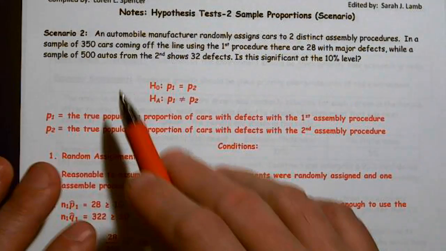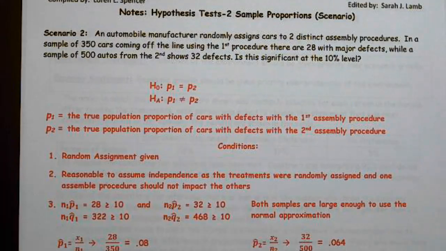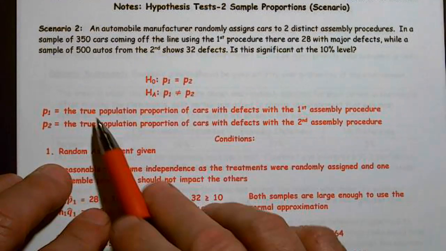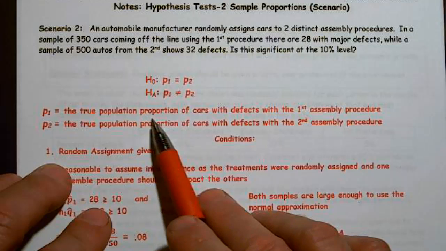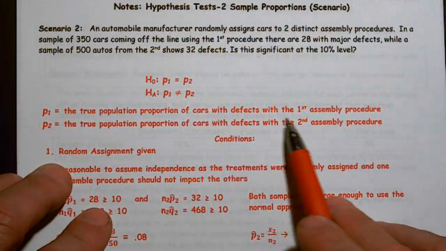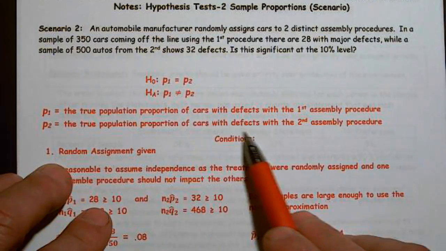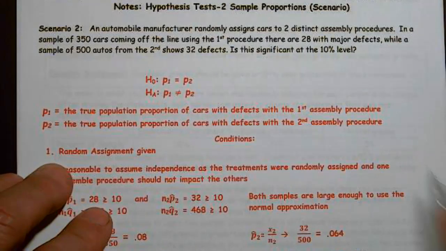But I could set this up as a ratio, all right? And because I can set them up as a ratio, this is a proportion. Ratios are proportions, as are percents. So this tells me I'm working with a two proportion test. And they want to know whether or not there's a significant difference in the number of defects. So P1 is the true population proportion of cars with defects with the first assembly procedure, and P2 is the true population proportion of cars with defects with the second assembly procedure.